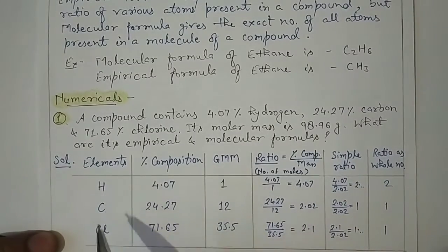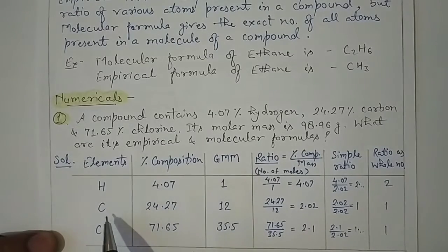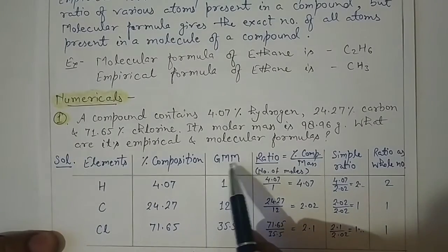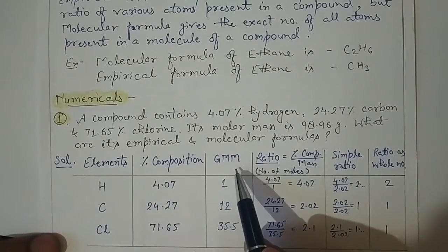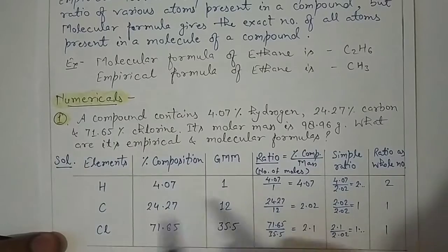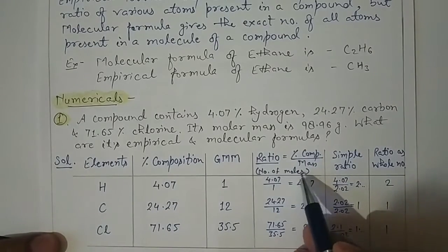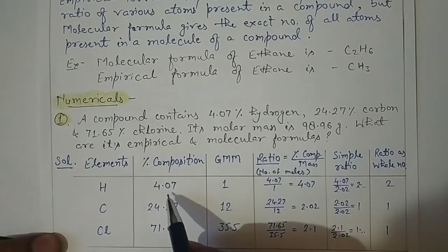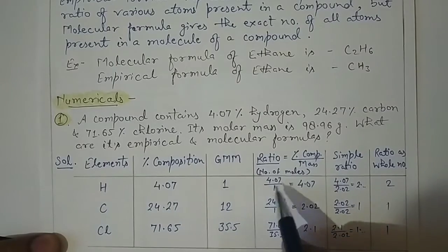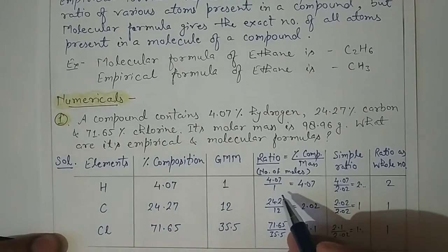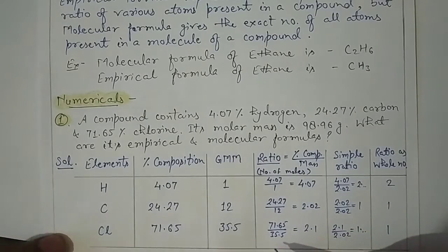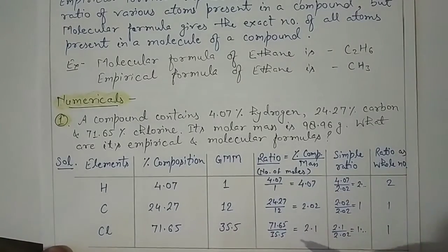First we take all the elements which are there in the compound: hydrogen, carbon and chlorine. The percentage composition is given. Atomic masses we must learn: hydrogen is 1, carbon is 12 and chlorine is 35.5. To get the number of moles from this, what we do? Percentage composition upon mass. So percentage composition 4.07 upon 1. Here we can take exact masses also, like I have taken the rounded off values of the atomic masses.